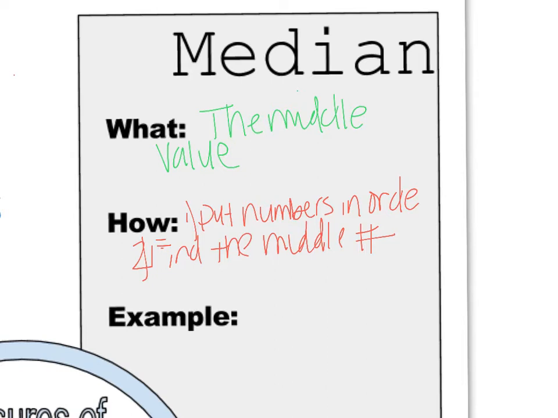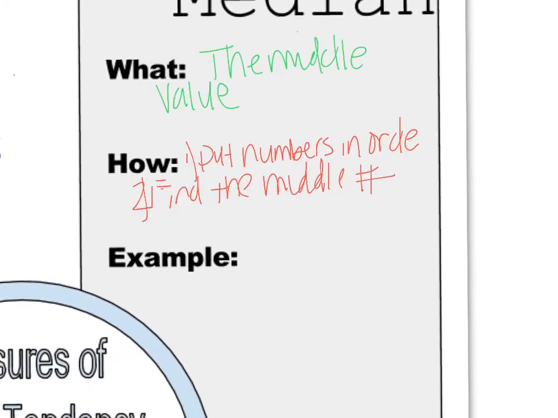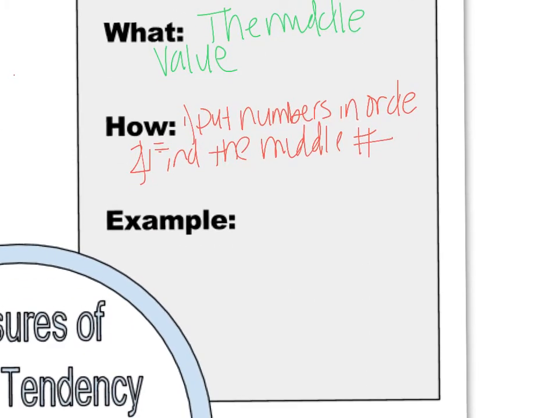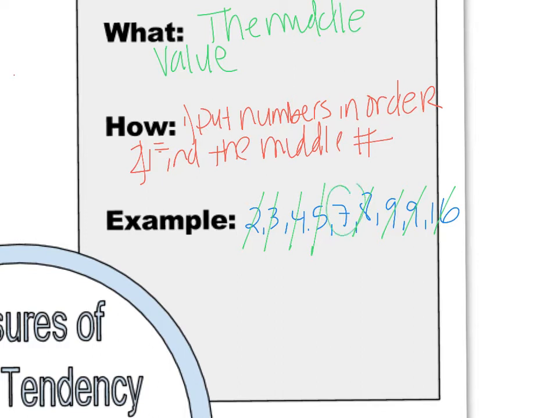So again, let's look at this same data set: 2, 3, 4, 5, 7, 8, 9, 9, and 16. The best way to do this is to mark one off of each side. Putting the numbers in order is my first step, and I already did that. So we're going to find the middle. I mark one off of each end, one at a time, and I find that 7 is my median. So the median of this data is 7.